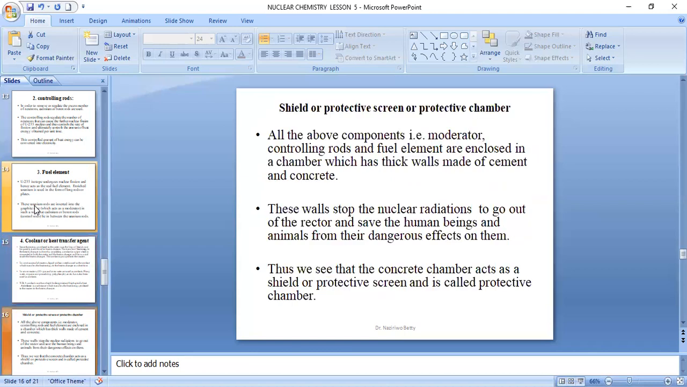Then we have the shield, or protective screen, or protective chamber. All the above components, that is the moderator, controlling rod, and fuel element, are enclosed in a chamber which has thick walls made up of cement and concrete. These walls stop the nuclear radiations from going out of the reactor and save human beings and animals from their dangerous effects. We say that the concrete chamber acts as a shield or a protective screen and is called a protective chamber.